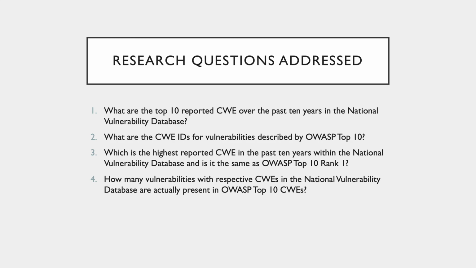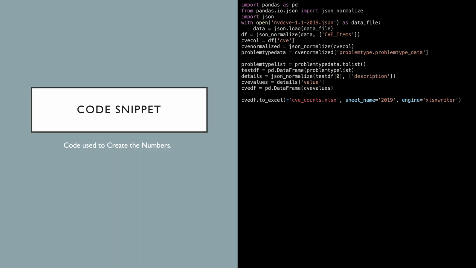Which is the highest reported CWE in the past 10 years within the National Vulnerability Database, and is it the same as the OWASP top 10 rank 1? How many vulnerabilities with respective CWEs in the National Vulnerability Database are actually present in the OWASP top 10 CWEs? These are the 4 research questions I try to target for the paper and see if we can answer them with the data that we have from the NVD website and database.